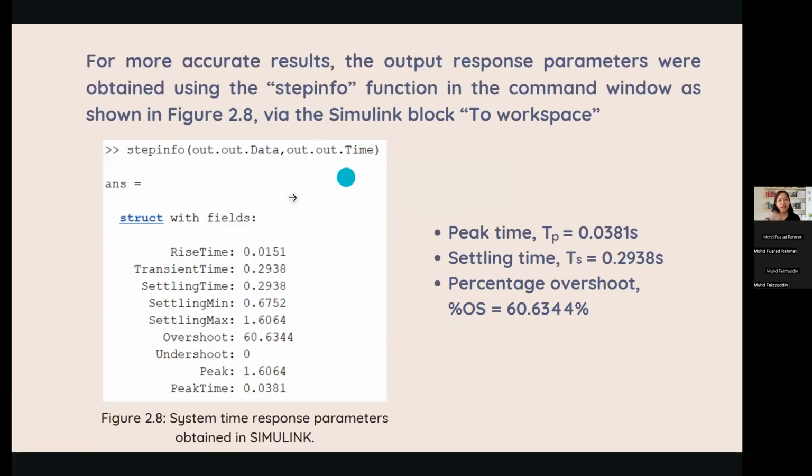So for more accurate results, we use the to workspace block. And then using this to workspace block, we can actually use the step info function in the command window, and we can generate all the response that we need. So we can obtain the peak time, the settling time, and the percentage overshoot.